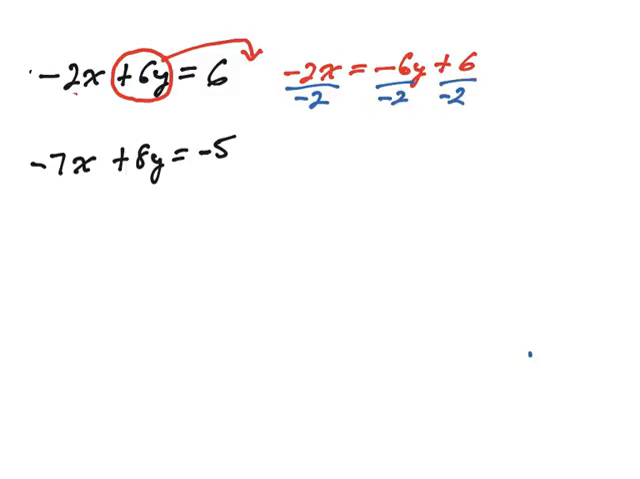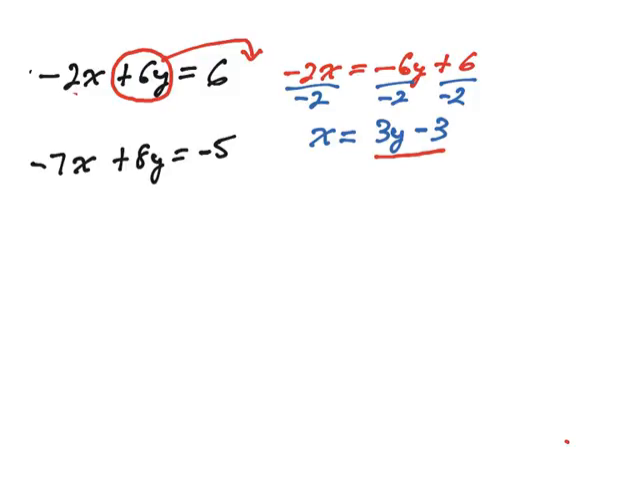Okay? And so I end up with the equation x equals negative 6 divided by negative 2, that's positive 3y. And positive 6 divided by negative 2 is negative 3. So now here's my equation. x equals 3y minus 3. Now I can use this value, 3y minus 3, instead of x.